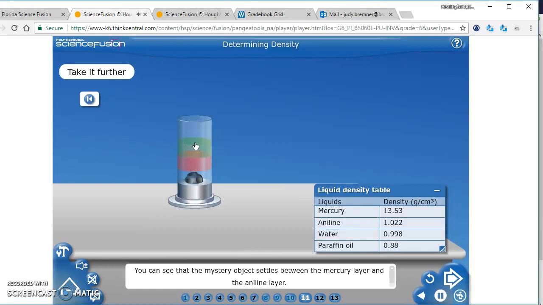You can see that the mystery object settles between the mercury layer and the aniline layer. Therefore, its density is between 13.53 grams per cubic centimeter and 1.022 grams per cubic centimeter. Notice that the object is halfway between the mercury layer and the aniline layer. This indicates that its density is approximately 7 grams per cubic centimeter. What other substance in this lesson had a similar density?